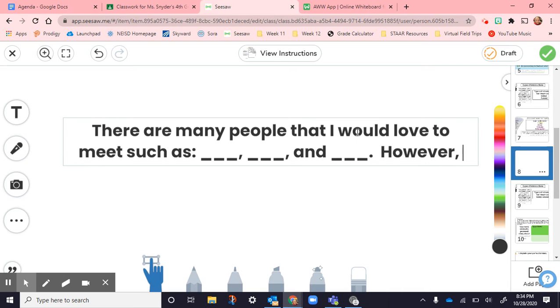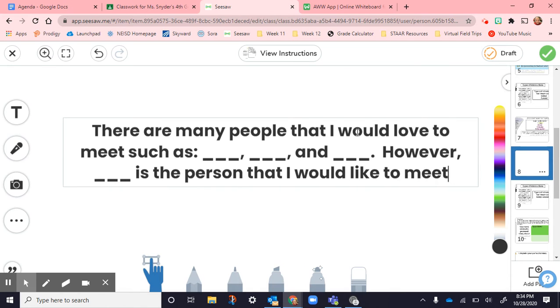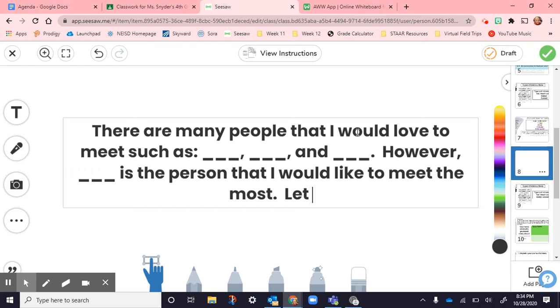However, comma, blank is the person that I would like to meet the most. Let me tell you why. Okay, so there are many people that I would love to meet, such as this person, and this person. However, comma, this person is the person that I would like to meet the most. Let me tell you why.